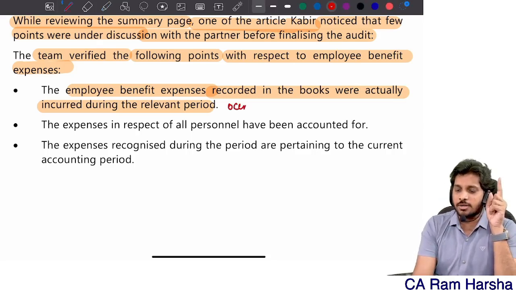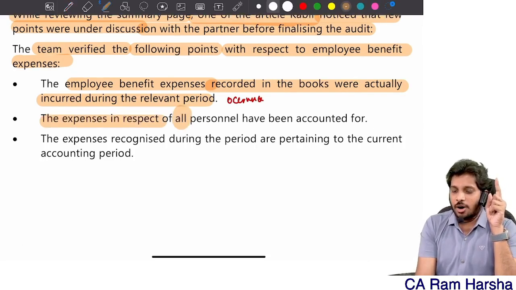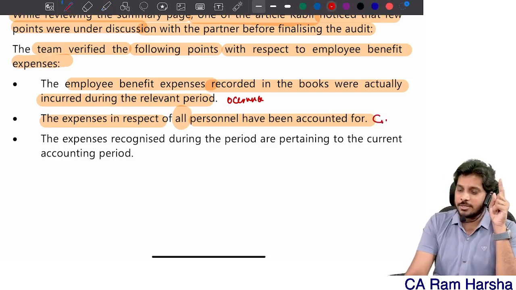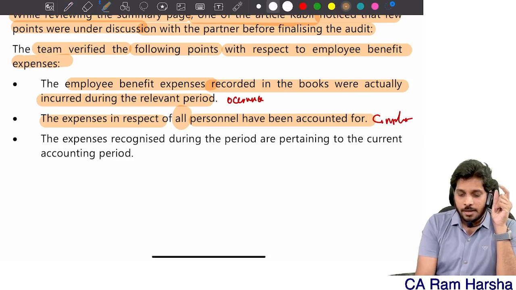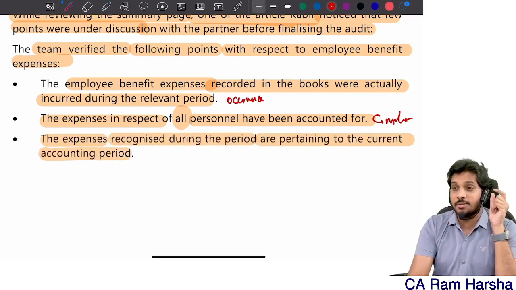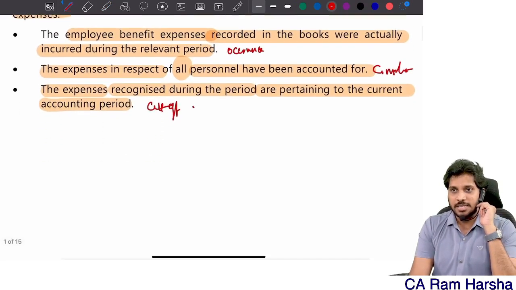Nothing but they're testing what? Occurrence. The expenses in respect of all personnel have been accounted. What does it mean? Exactly, completeness. And the expense recognized during the period are pertaining to the current accounting period. Exactly. Cut off.